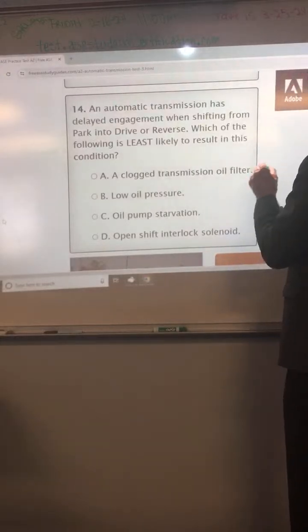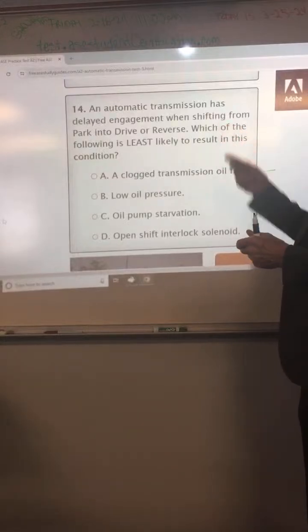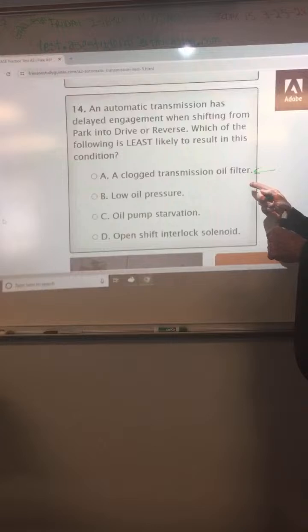A clogged filter would pretty much stop it from moving gears. It's kind of like your oil filter on your car, right? If your oil filter was plugged up, your engine would have a hard time getting oil, right? If your transmission had a hard time getting oil, would it take a minute for it to go into gear when you put it in gear? Yeah. Okay, so this is not least likely, right?